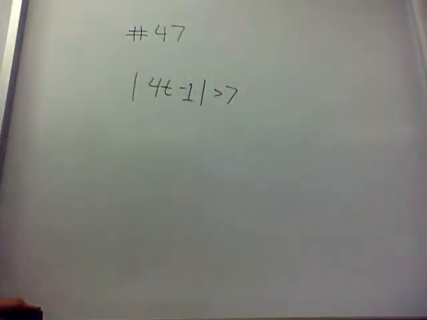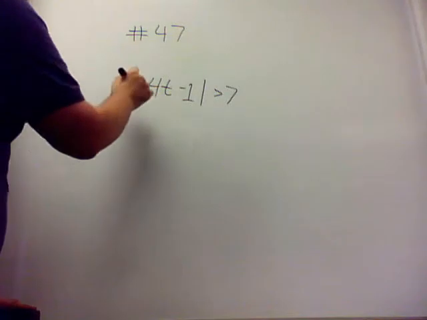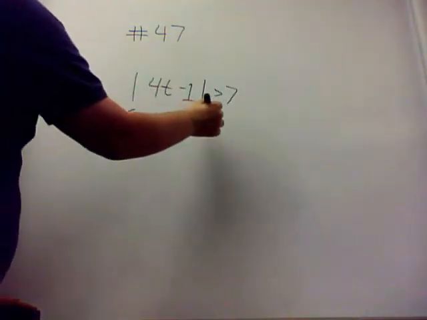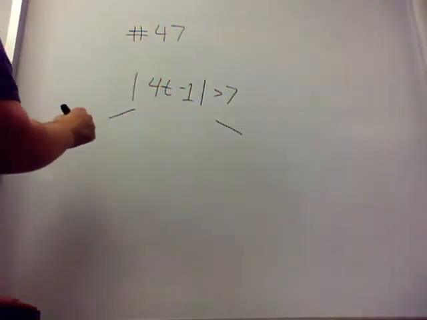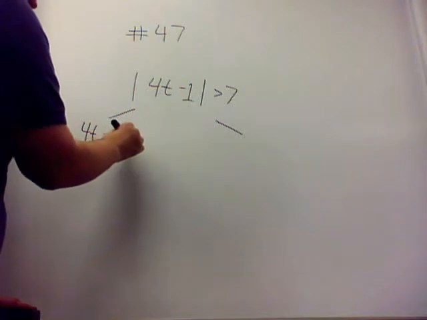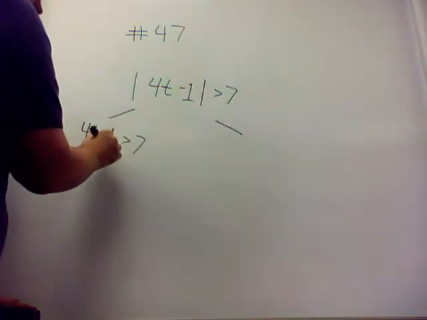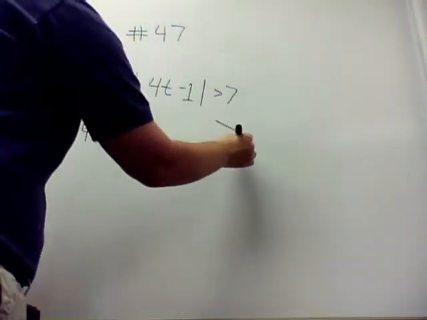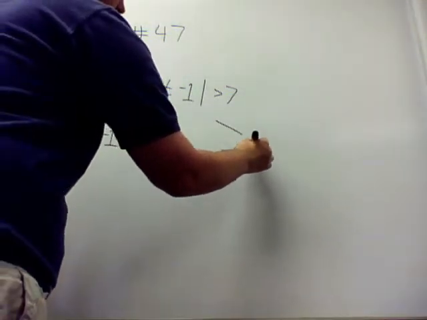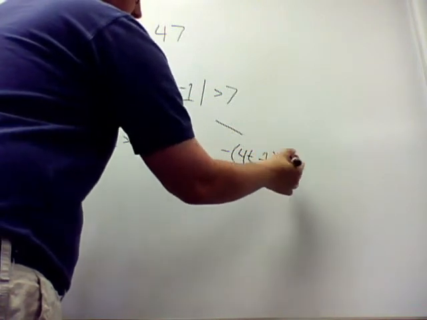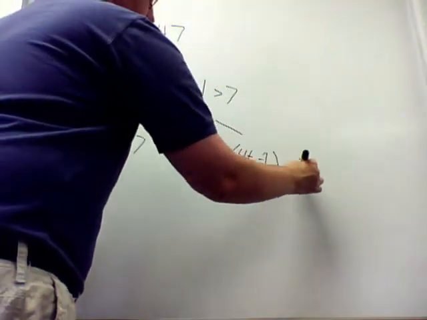Now it's no different than it was with number 3. So we have the absolute value by itself, and that'll give us two answers, a positive and a negative. Positive one: 4t minus 1 is greater than 7, just rewriting the problem without the absolute value. And we'll have the negative one: the negative of 4t minus 1 is greater than 7.